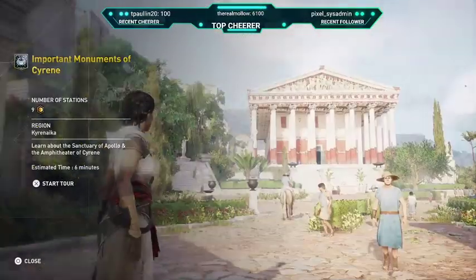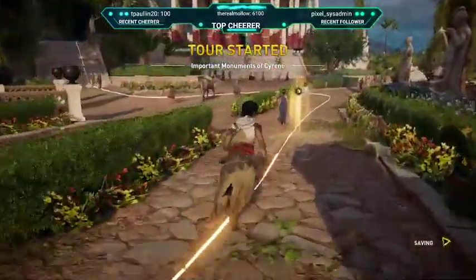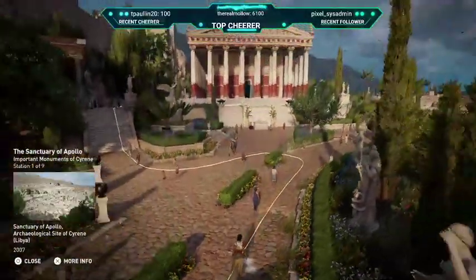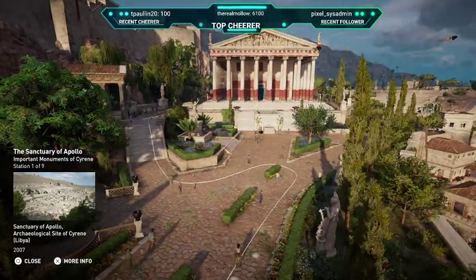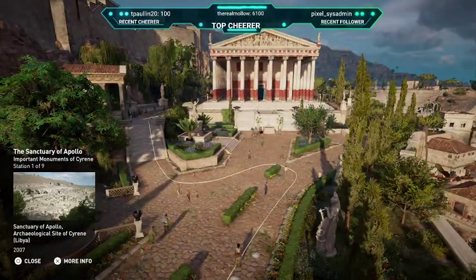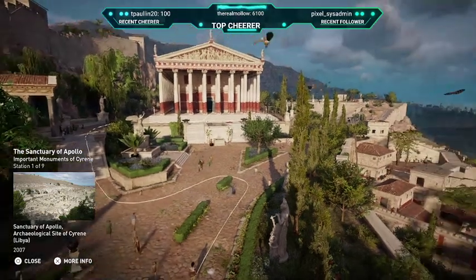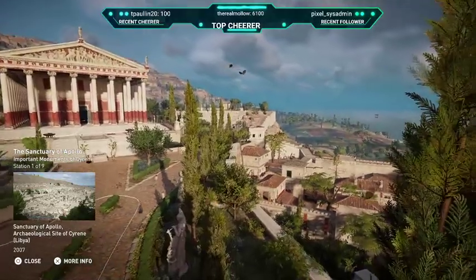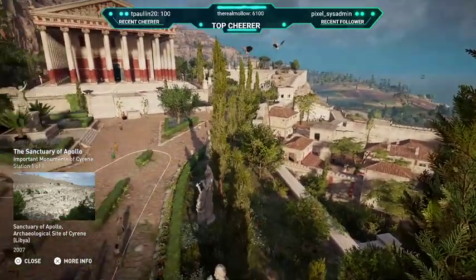More monuments. Welcome to Important Monuments of Cyrene. The Sanctuary of Apollo sits on a prominent edge of the plateau of Cyrene, overlooking the Mediterranean Sea. It could be accessed either by the road from Apollonia, via the necropolis, or by the Sacred Way, coming from the agora of the city.